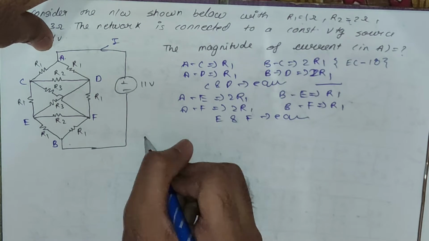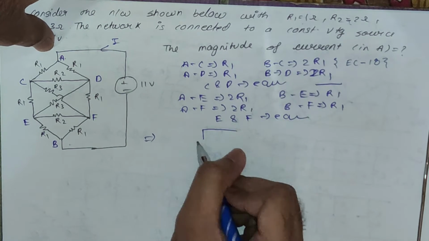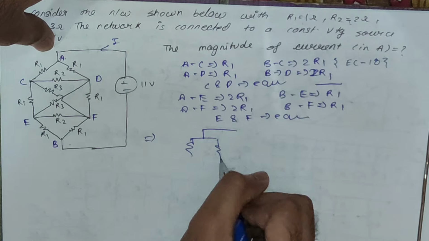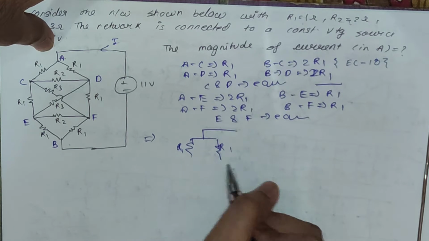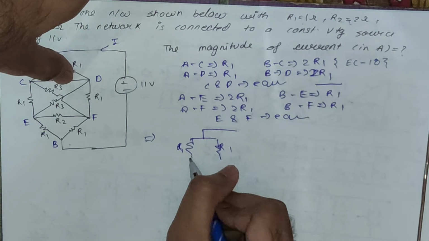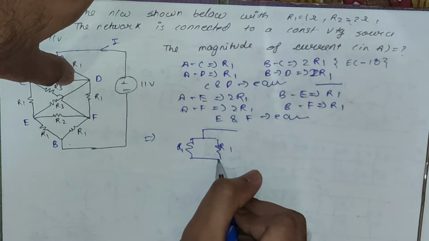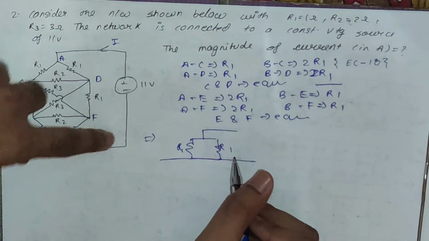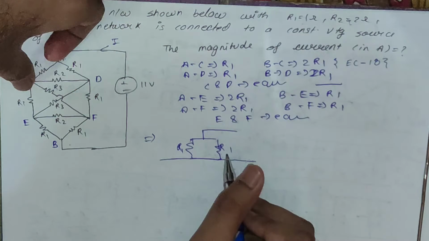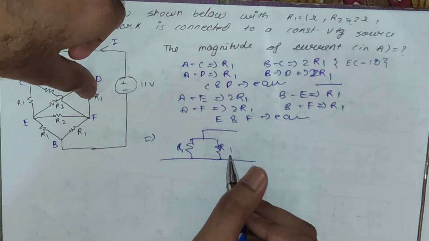Now the modified circuit will be like this. Here we have two resistances, R1. This resistance is short circuited, so I am short circuiting this. Since we know that E and F are also equidistant points, all these four resistances are in parallel.